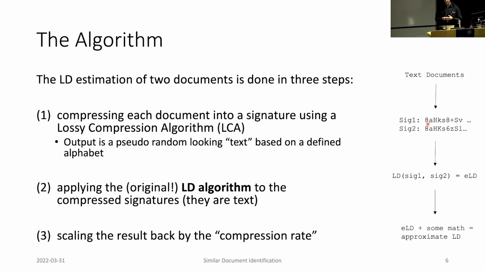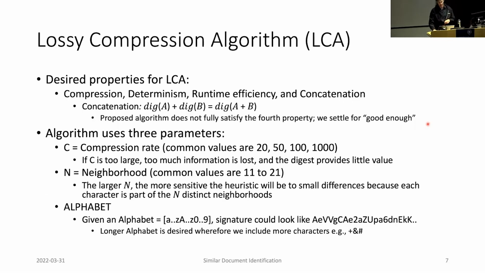And if we have these signatures, we then apply the original Levenshtein distance. So we shrink the text in a particular way, and then apply the original Levenshtein distance to that downsized text, giving us some score, and then we do some backscaling, right? So we have the Levenshtein distance on this compressed material, and then we scale it back roughly by the compression rate. It's a little bit more complex, but that's the idea.